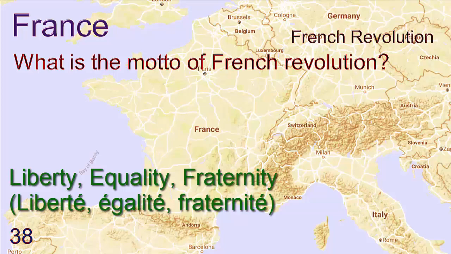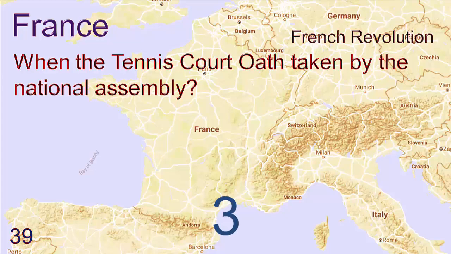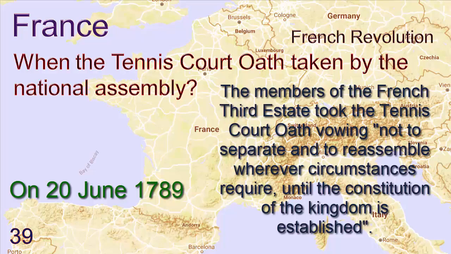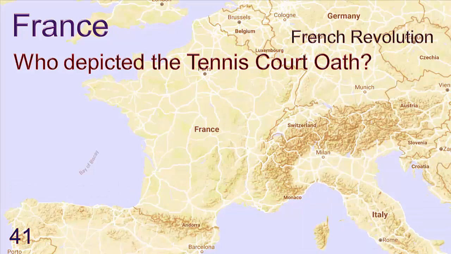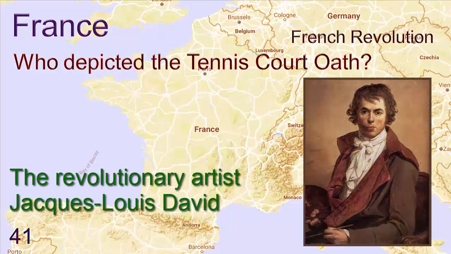Liberty, equality, fraternity. When was the tennis court taken by the National Assembly? On 20th June 1789. Who wrote the tennis court oath? Emmanuel Sieyès. Who depicted the tennis court oath? The revolutionary artist Jacques-Louis David.